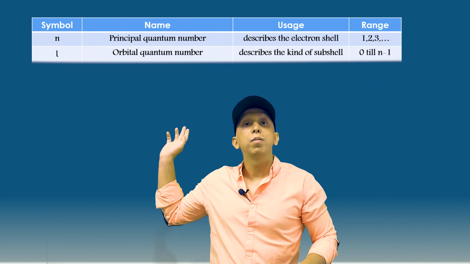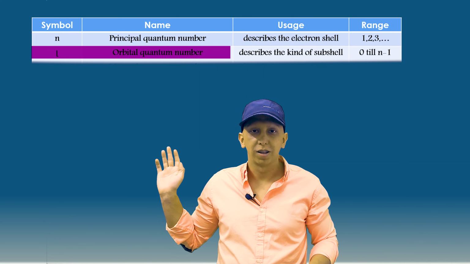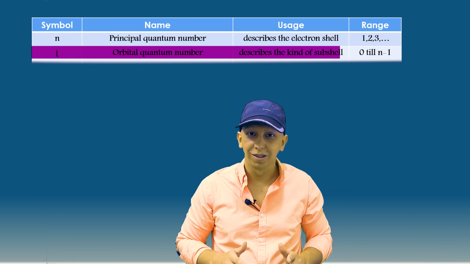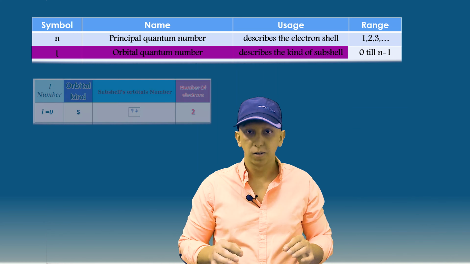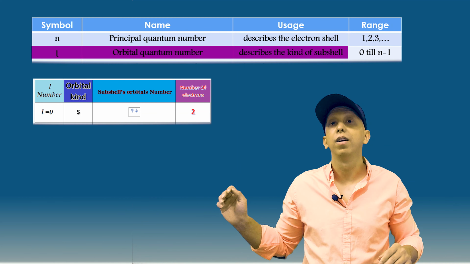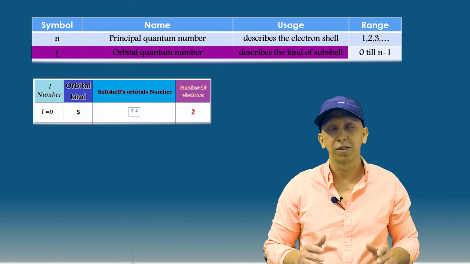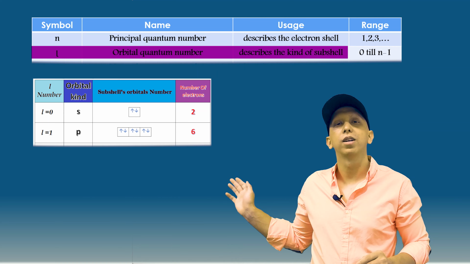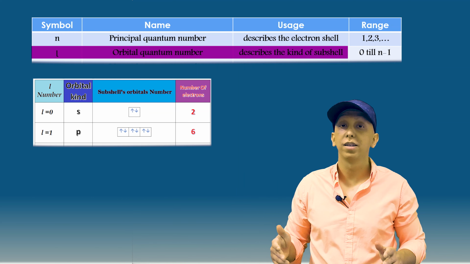The next quantum number is L. It's called the orbital quantum number or azimuthal quantum number. Its application is describing the subshell and its kind. For example, when L is 0, the kind of subshell is s, which has only one orbital. In an orbital, the maximum number of electrons is 2. When L is 1, the kind of subshell is p, and p has 3 orbitals or 6 electrons.